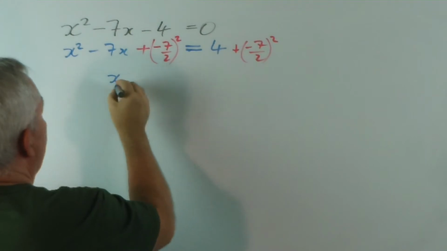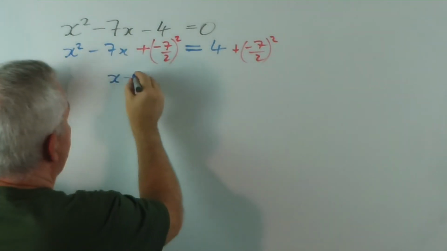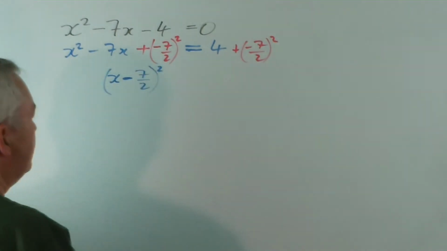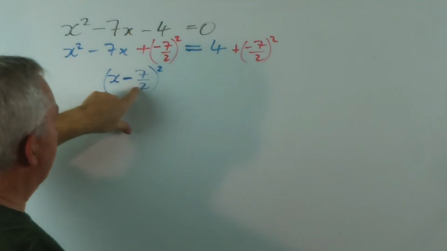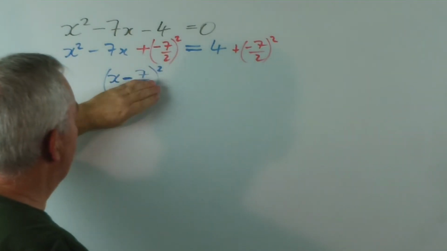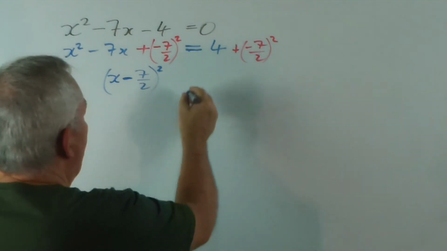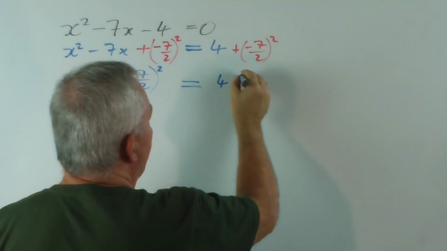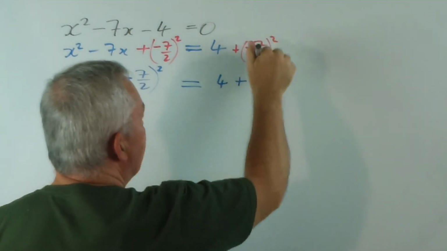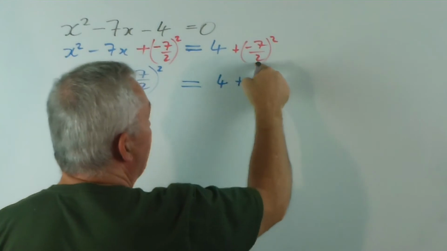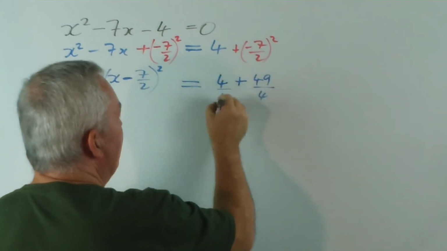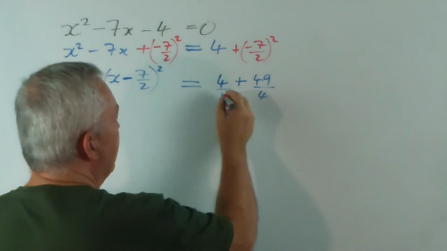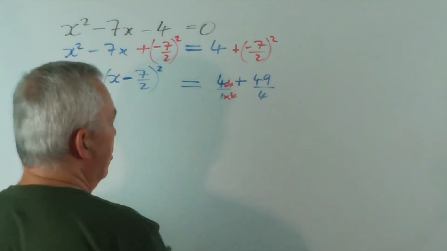Now, the square is going to be x minus 7 on 2, all squared. You can see our x squared, this squared is here, and twice 7 on 2 is just negative 7. And on this side, let's work this out. Now, we've got 4 plus negative 7 squared is plus 49. 2 squared is 4. And as before, because I want to change 4 to have a denominator of 4 like this one, I'll multiply both top and bottom by 4.